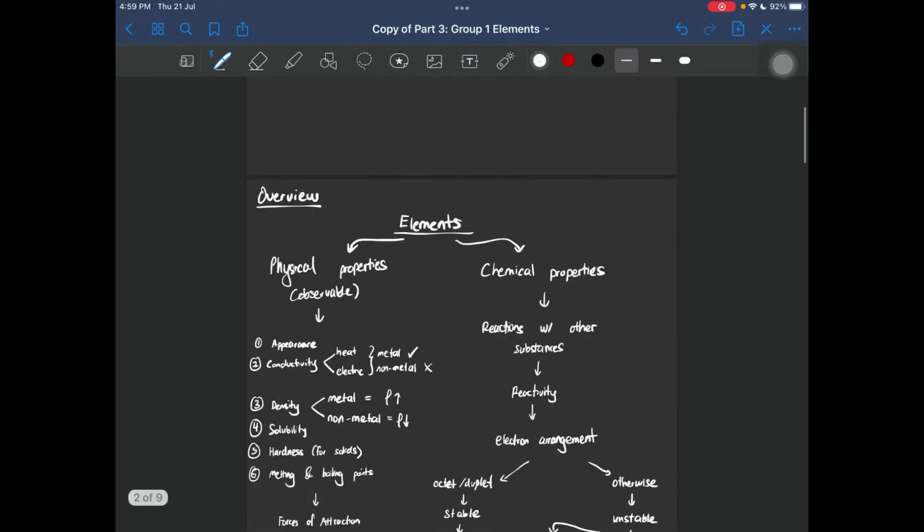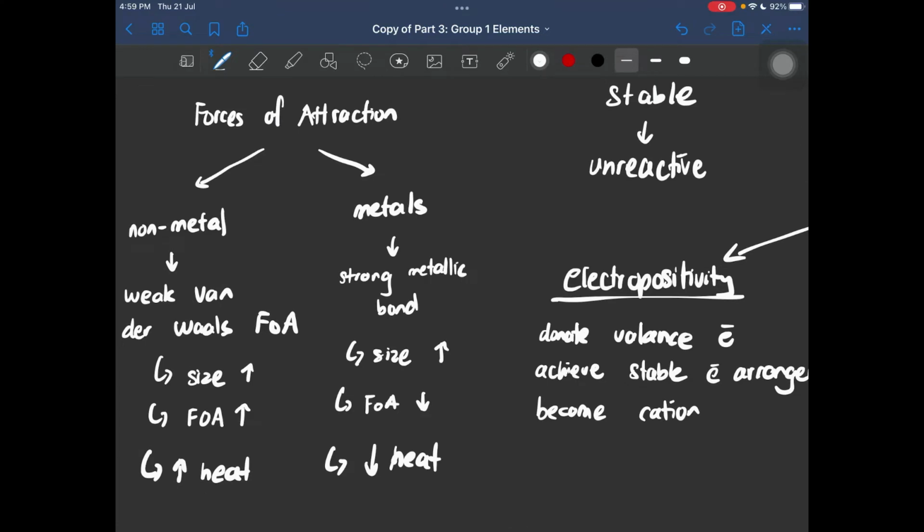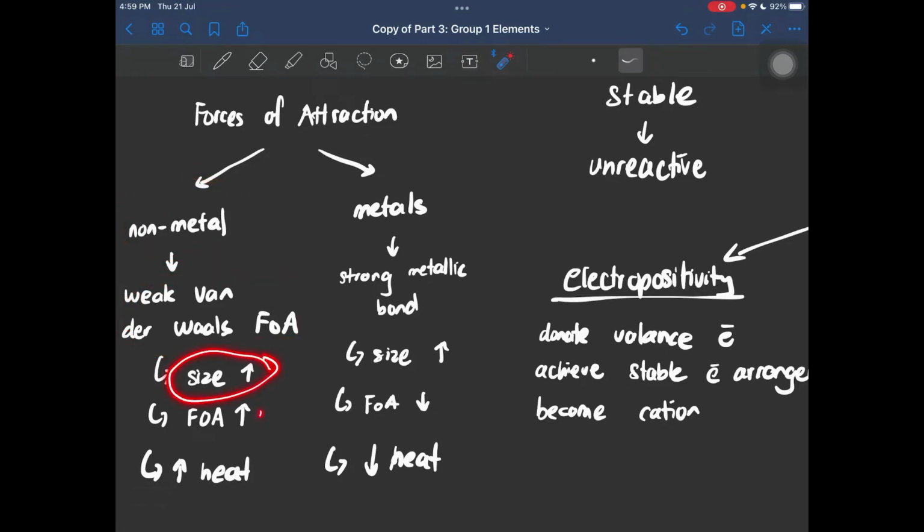If we go back to the overview here, we know that metals are held together by strong metallic bonds. When the size increases, the force of attraction will decrease and less heat will be required. For non-metals, they are held together by weak van der Waals force of attraction, and when the size increases, force of attraction increases and more heat is required.